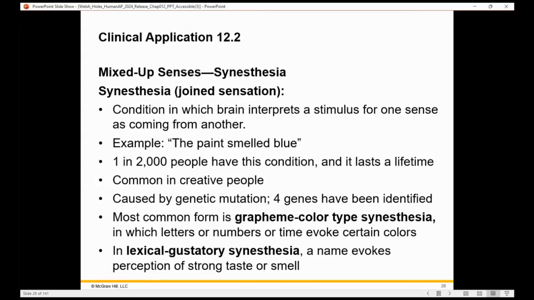Clinical application. There are mixed up senses, or synesthesia, in certain individuals. This is a condition in which the brain interprets a stimulus from one sense as coming from another. An example: the paint smelled blue. 1 in 2,000 people have this condition, and it lasts a lifetime. It's common in creative people, and is caused by genetic mutation. There are 4 genes that have been identified for this. The most common form is grapheme color type synesthesia, in which letters or numbers or time evoke certain colors. In lexical gustatory synesthesia, a name evokes perception of strong taste or smell.